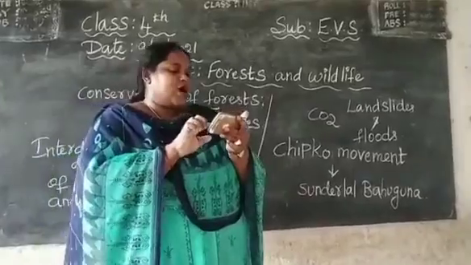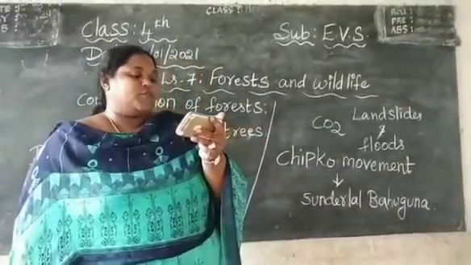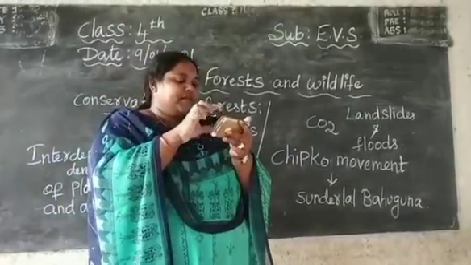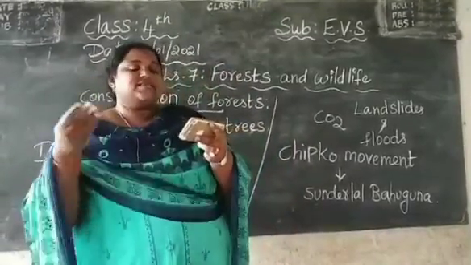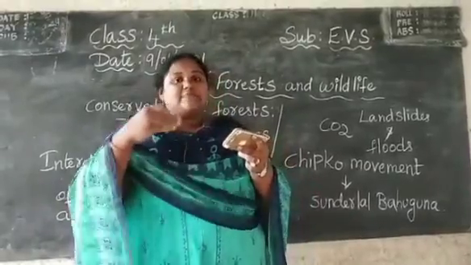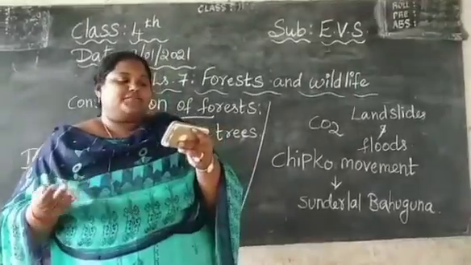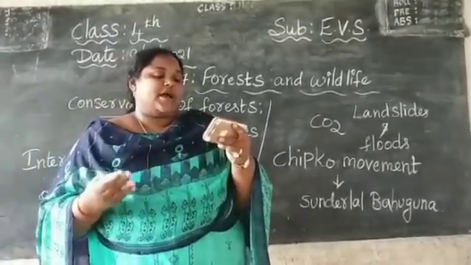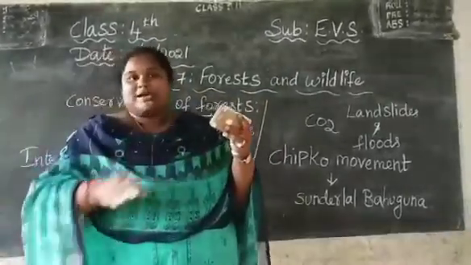Next, this is called Chipko movement because the people of the villages refused to allow trees to be cut down by hugging them. Some people did not allow the trees to be cut. In some villages more forest is found. So what did the village people do? They refused to allow trees to be cut down by hugging them. They hugged the trees and did not allow them to be cut.